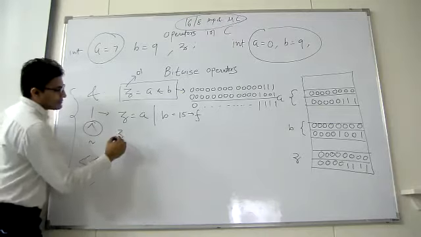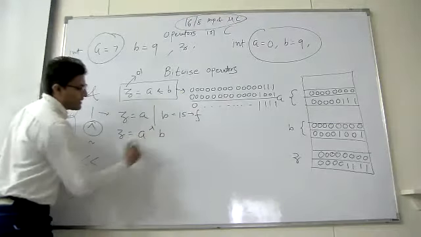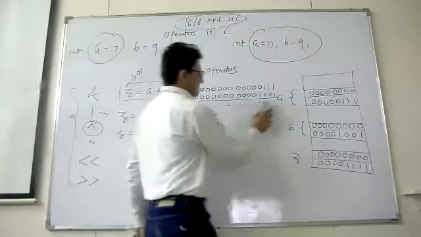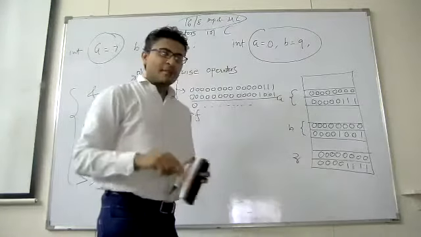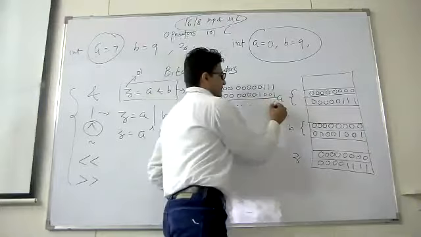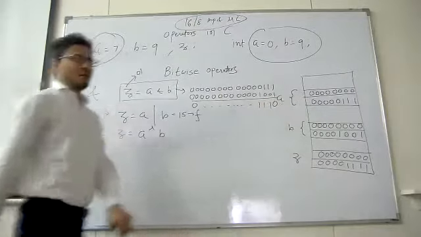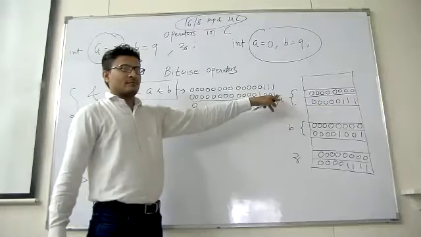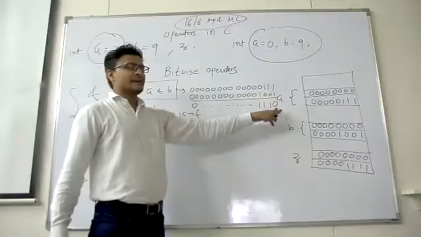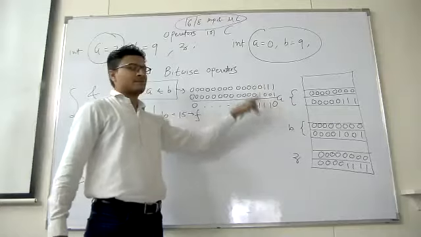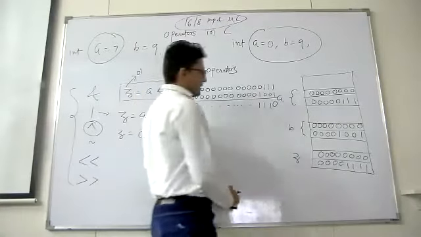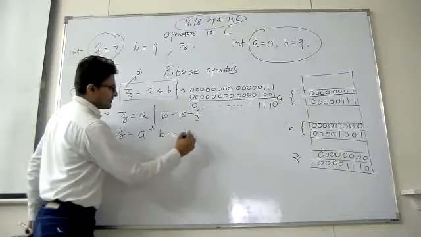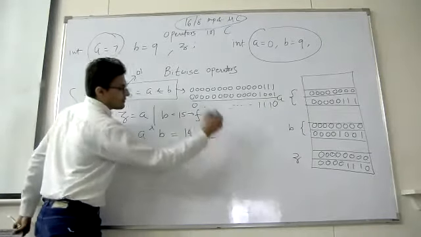Now Z is equal to A XOR B. The answer would be 14. If two values are the same, the answer is 0. For different values, the answer is 1. So the answer would be 14, or E.